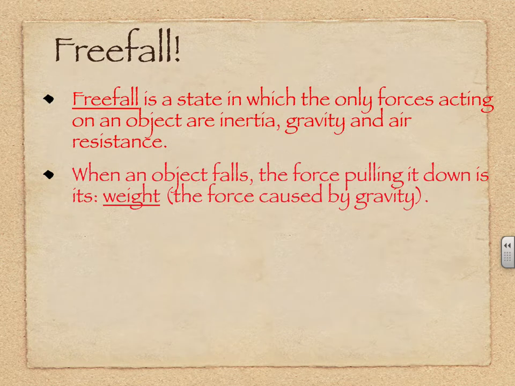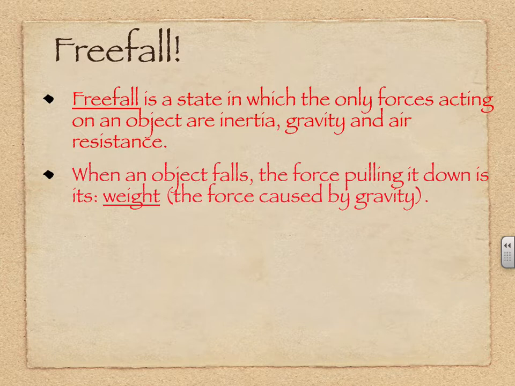When an object falls, of course, the force that is pulling it down is its weight. Weight is the force caused by gravity's acceleration, so gravity is pulling on you, and you have weight because gravity is pulling on you. If gravity wasn't pulling on you, we'd be floating around. You'd think it'd be awesome, except we would be floating who knows where. Luckily we have gravity, so we don't have to consider that.